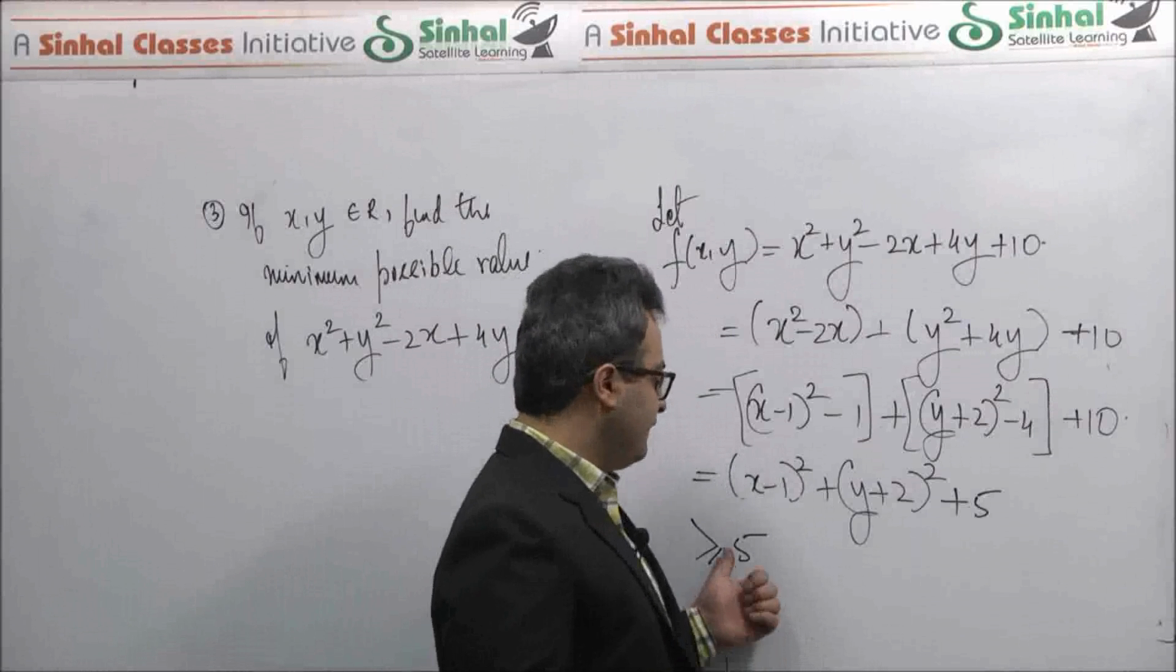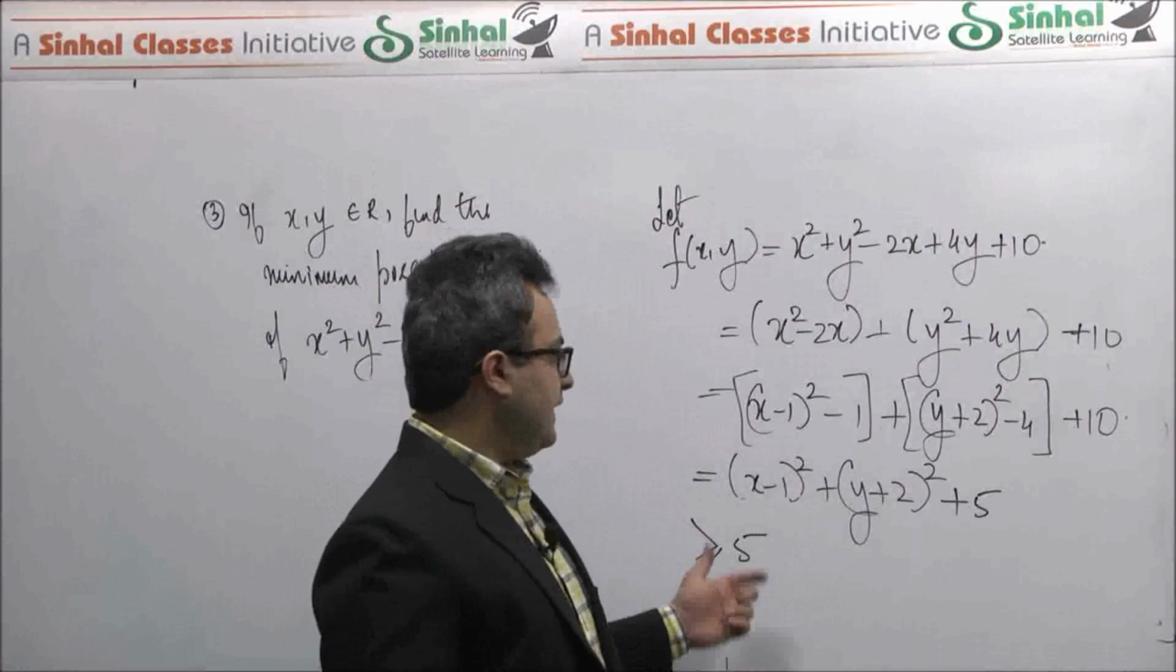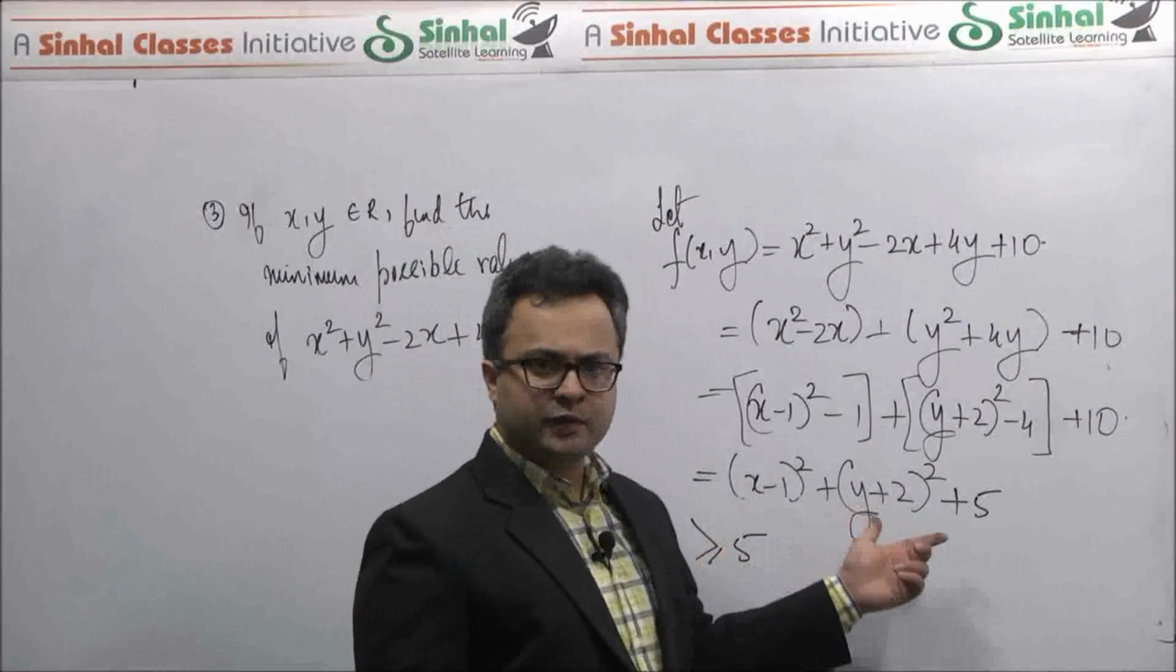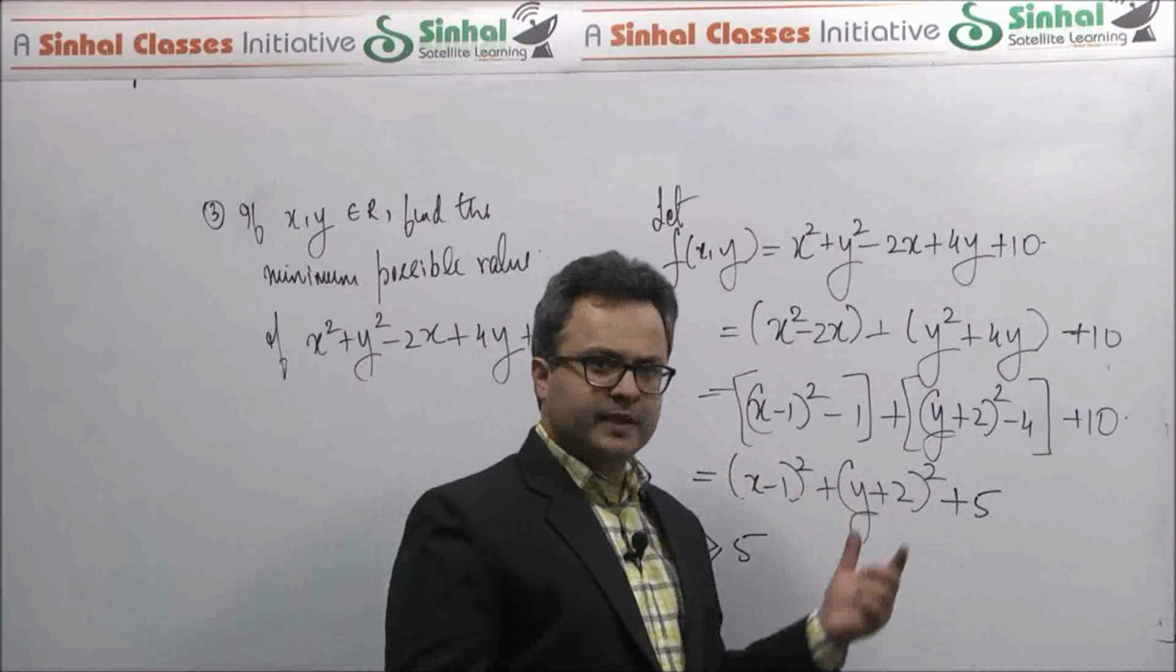And specifically, when is the minimum value achieved over here? For that, x will have to be equal to 1 and y will have to be equal to minus 2, so that both these terms become 0.